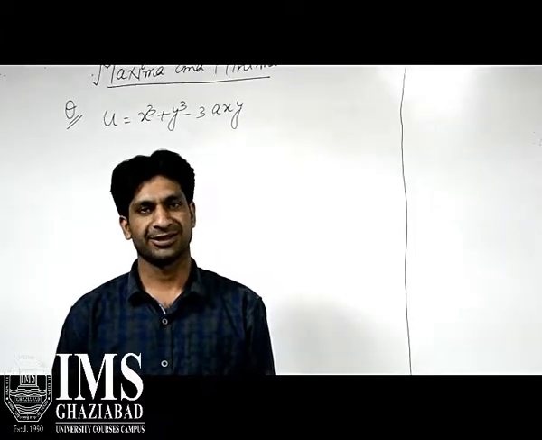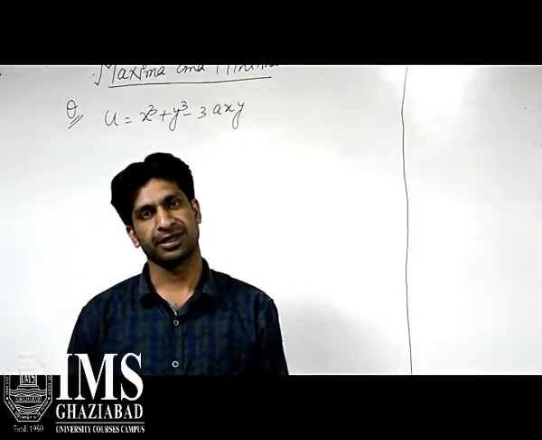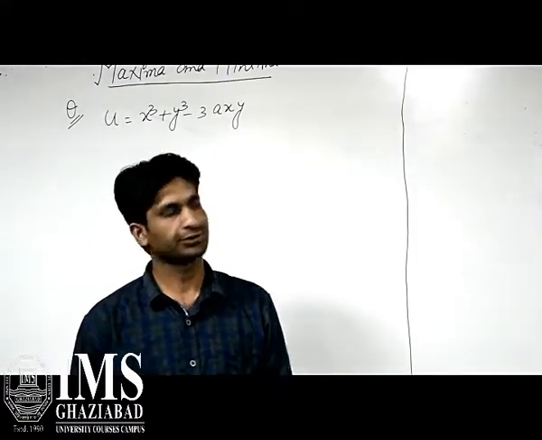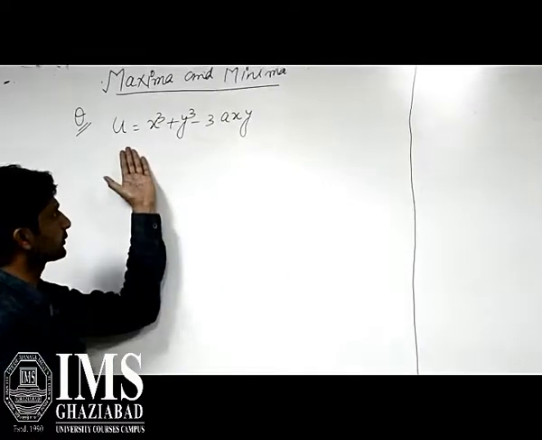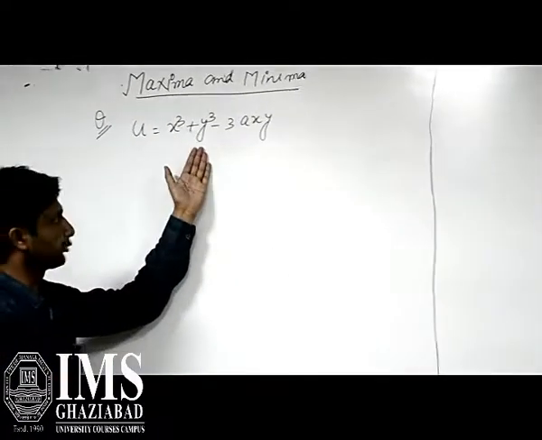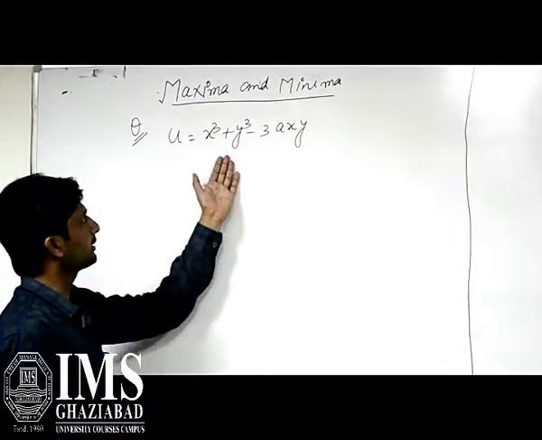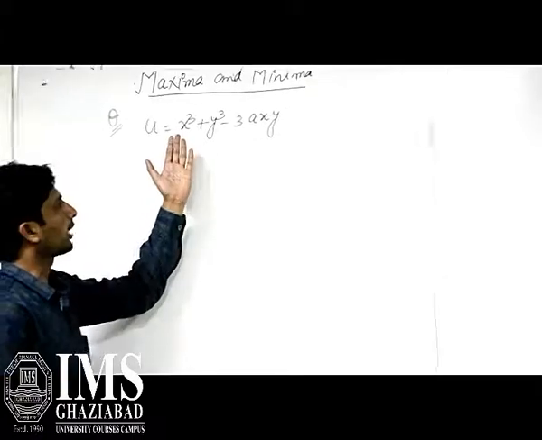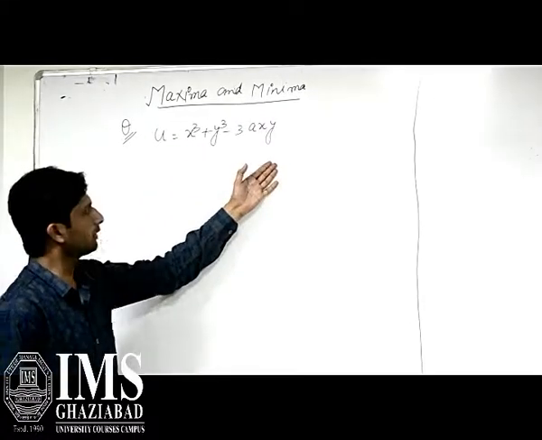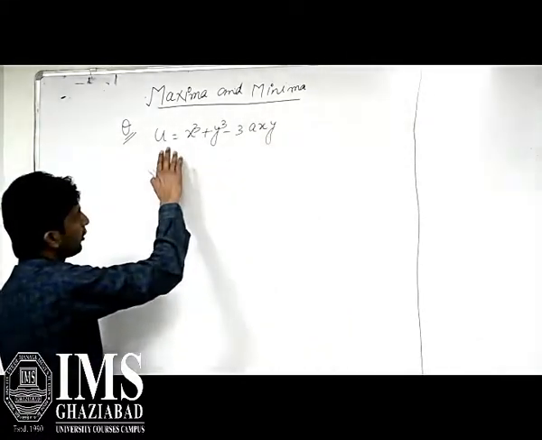Hello students, today we will discuss maximum and minimum in two variables. This is the problem: u equals x to the power 3 plus y to the power 3 minus 3axy. इस क्वेश्चन को लिया हमने, इसके लिए डिस्कस करेंगे ये फंक्शन कहाँ मैक्सिमम है कहाँ मिनिमम है. Okay, first of all find all the partial derivatives.